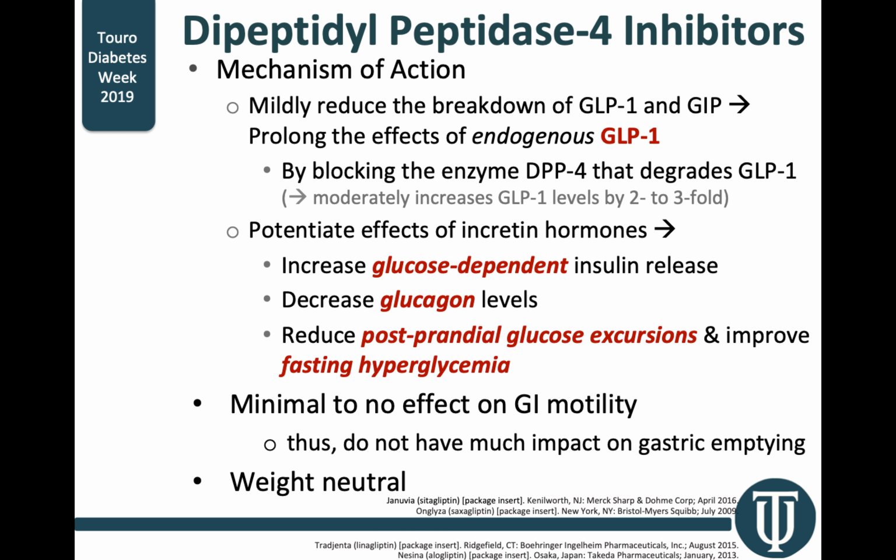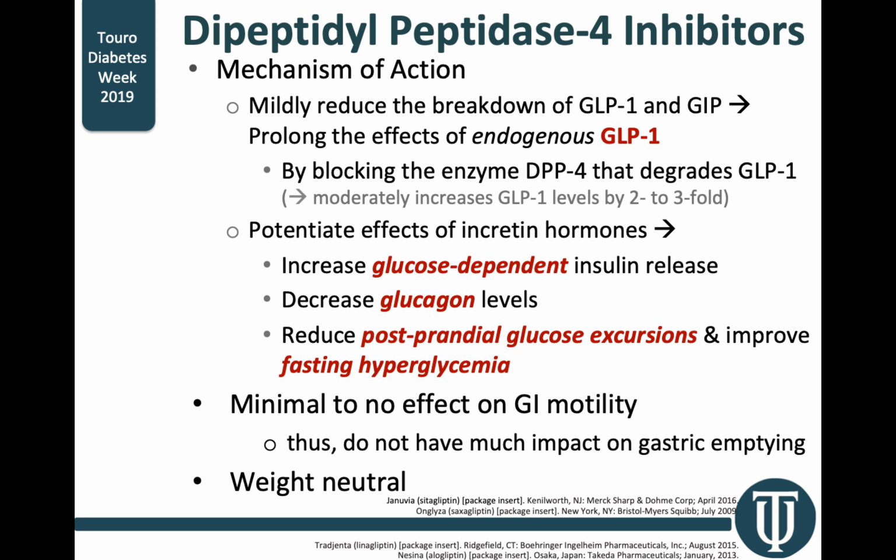Let's just recap on how this medication works. DPP-4 inhibitors would mildly reduce the breakdown of the peptides that are produced after we eat, and these peptides are GLP-1 and GIP. By doing that, the endogenous GLP-1 concentration can be maintained or prolonged. So by blocking the enzyme DPP-4, we will hopefully see an increase of GLP-1 concentration by 2 to 3-fold.